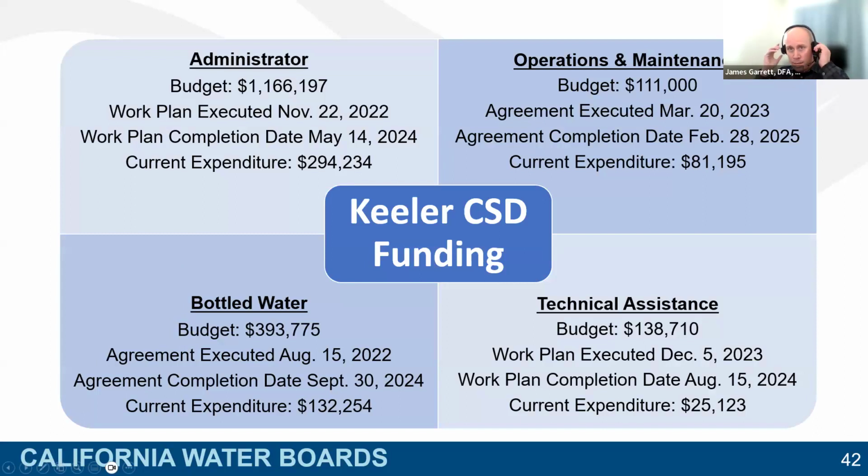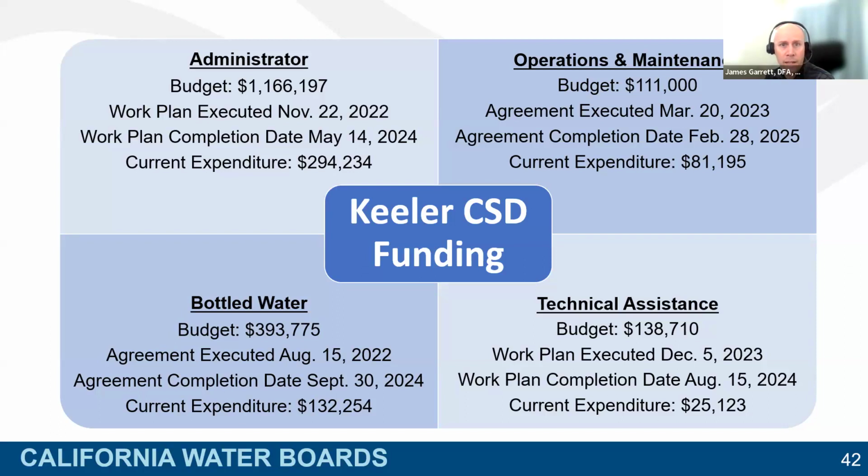And so my final slide this morning takes us back to the case study with Keeler CSD that Saida had discussed earlier in the presentation. So looking at the entirety of funding that's been provided to Keeler CSD in order to help support the water system and also support the administrator assignment to the water system, this slide does summarize those efforts, showing the funding that DFA has provided and also the work with DDW and OPP, along with the appointed administrator, Provost and Pritchard. So you see there, a work plan has been executed in the amount of $1.1 million for PNP to carry out the administrator duties for the water system.